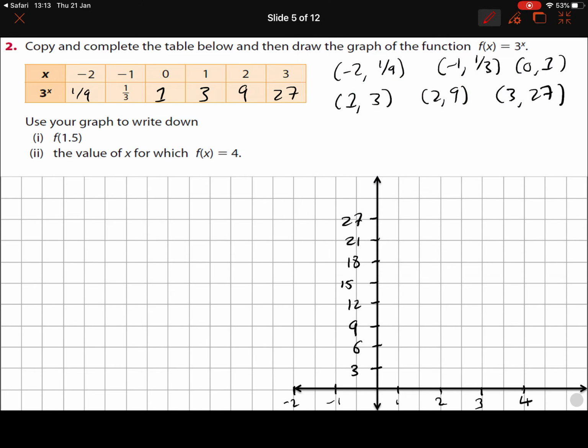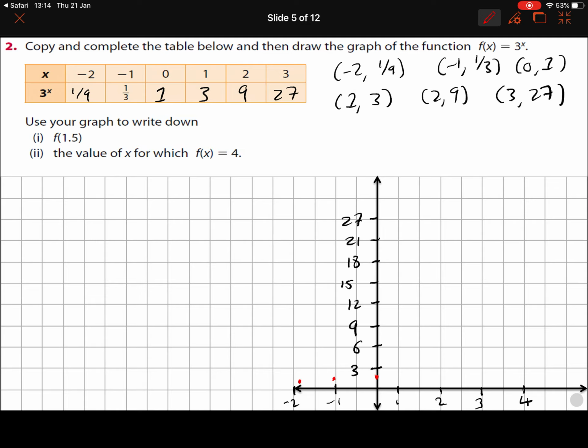So that's our point. So minus 2 1/3. So it's barely right above here. It's nearly on the line. Next one is minus 1 1/3. So again, barely up there. Then we have 0, 1. So again, it's kind of there somewhere.